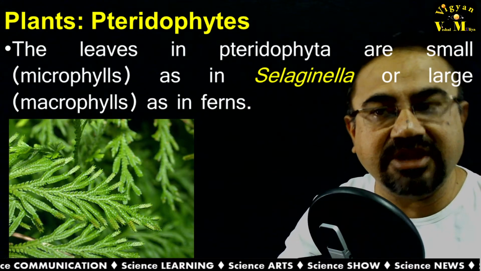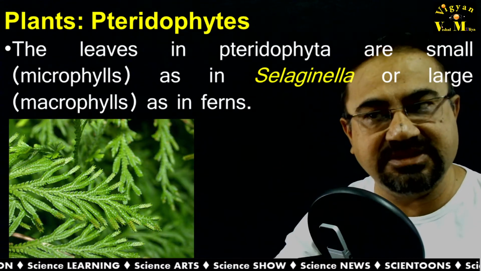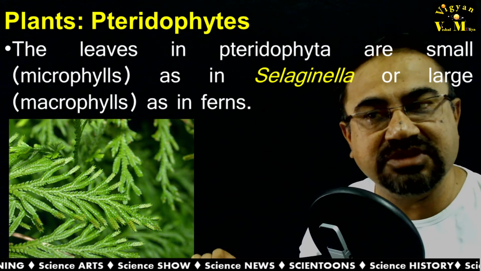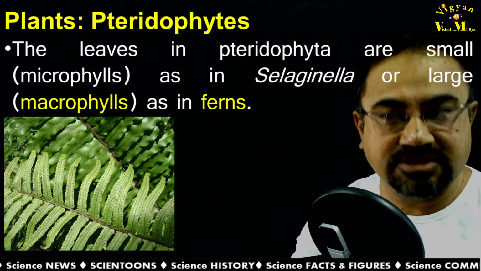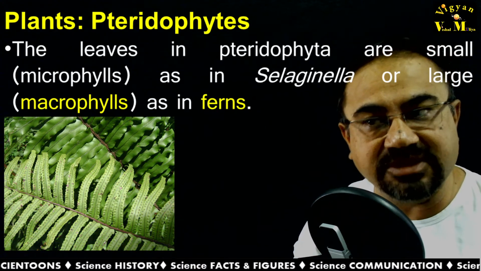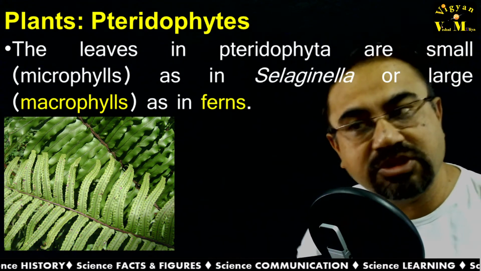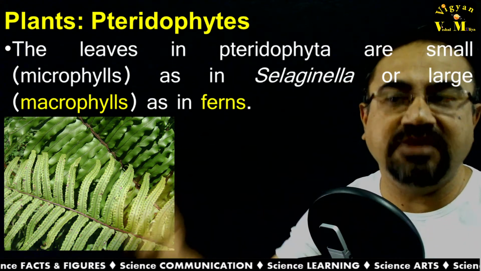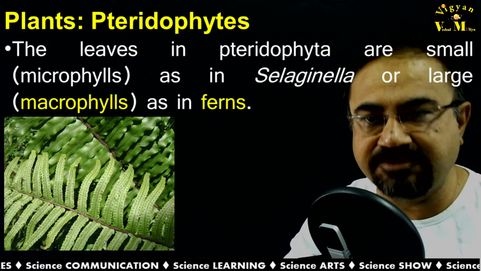Leaves in pteridophytes are generally smaller, the microphylls. In the case of Selaginella, you can see very small leaves. Or they can have large leaves, and these large leaves are called macrophylls, found in various kinds of ferns. So both kinds of leaves are there, the smaller one that is microphyll and the larger one that is macrophyll. Both can be seen here.